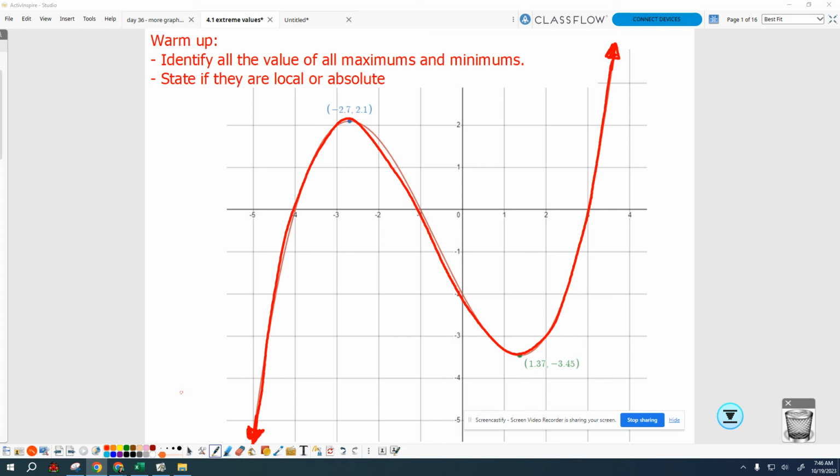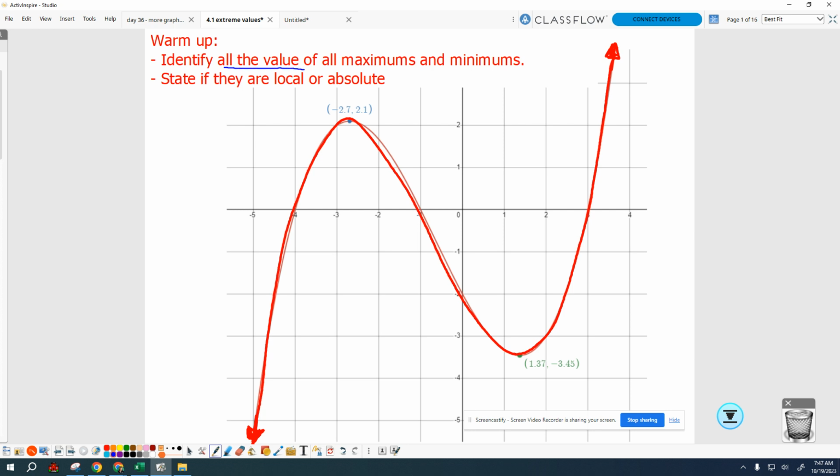So today, not a big wild challenge, but from pre-calculus, please note the arrows poorly drawn on both ends. Identify all the maximums and minimums. So Luke, what do you think? Where's a maximum? Negative 2.7, 2.1.